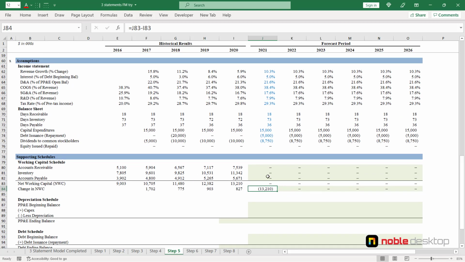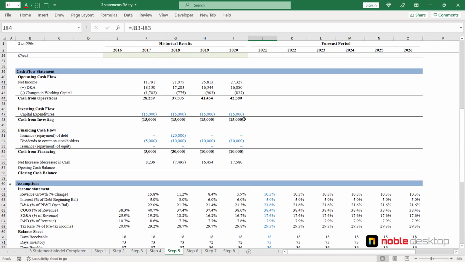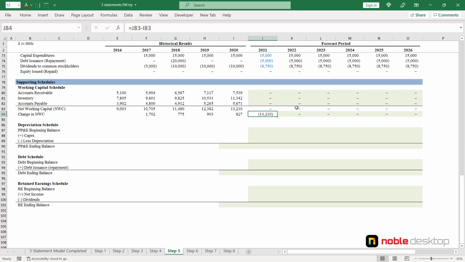In this case scenario, after the balance sheet is filled, my working capital schedule will be filled, and change in net working capital will go into my cash flow statement for the forecasted period. Trust the steps here. And now let's work on the depreciation schedule.